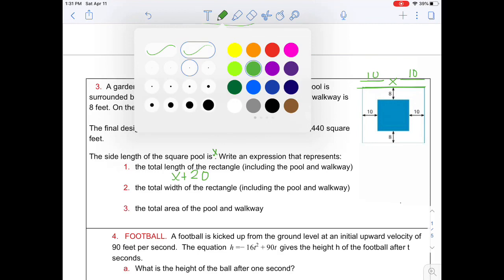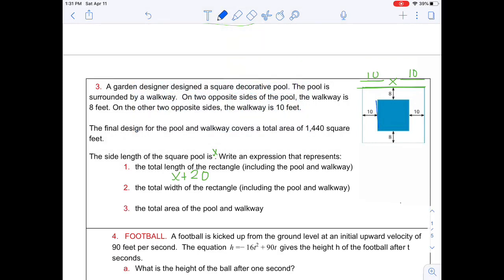Okay. Now let's go ahead and do the total width of that rectangular pool. The width of the rectangle, again, we want this length right here. I know the pool is x, and the side lengths for the walkway are 8 each. So the width would be x plus 8 plus 8, or x plus 16.